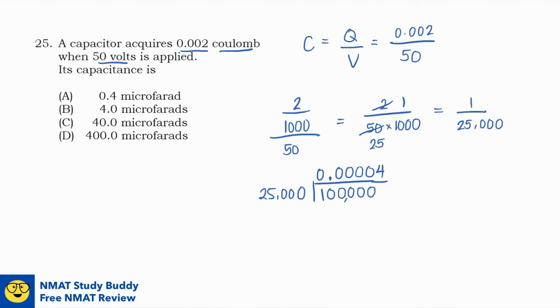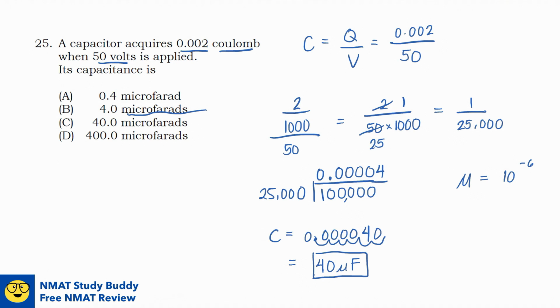So, ito na yung sagot natin. C is equal to 0.00004. And pwede natin siyang gawing in terms of micro. Kapag sinabing micro, equal yan sa 10 raised to negative 6. Kasi microfarads yung nasa choices. So, i-move natin yung decimal place to the right ng 6 times. So, 1, 2, 3, 4, 5, 6. So, yung makukuha nating sagot is equal to 40 microfarads. So, ito yung final answer. Madadagdagan ng 0 dito. Which is letter C, 40 microfarads.